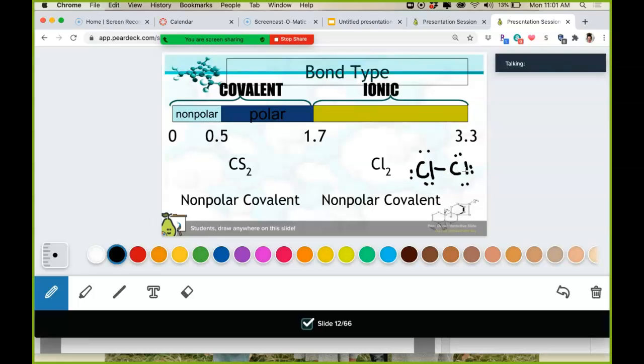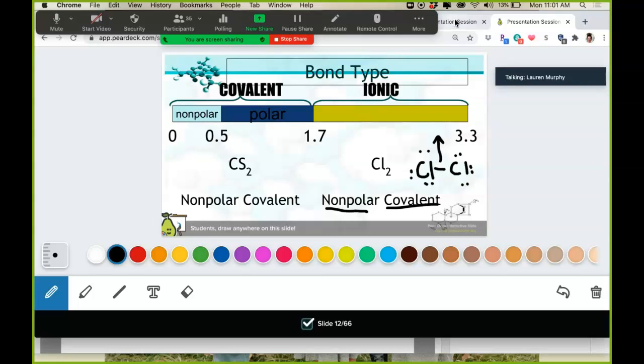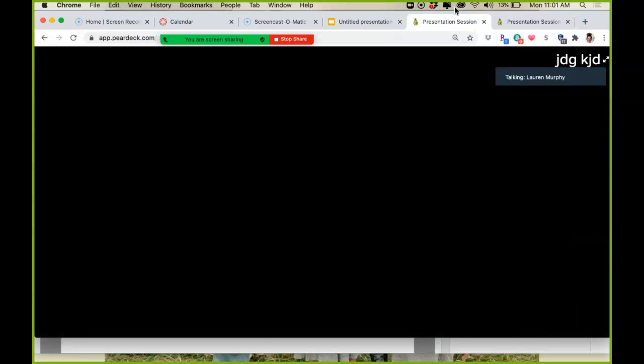Okay, so this chlorine is going to yank just as hard as this chlorine. So they're going to share the electrons fairly evenly. So even sharing is called nonpolar covalent. This is a nonpolar covalent chemical bond.